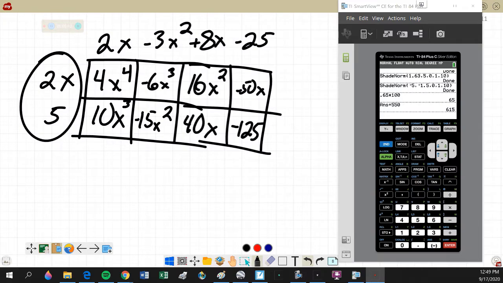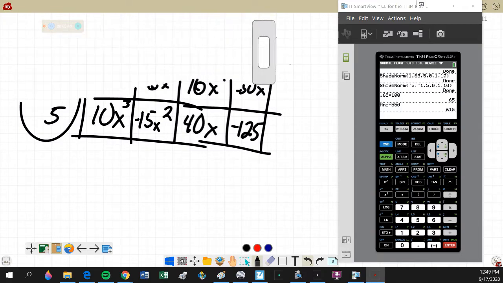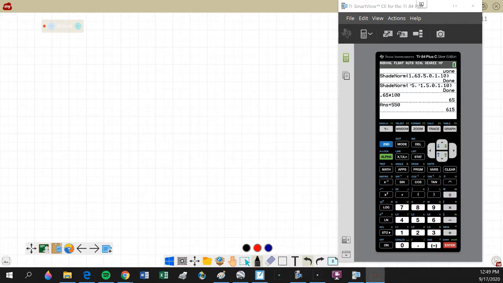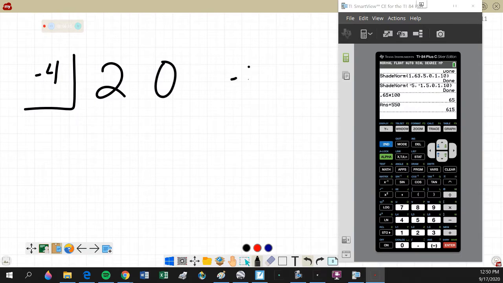Okay. On number 3, can I do synthetic division? Yes, because the root of the denominator is a whole number. It's an integer. So I put -4 in the box. What are my coefficients? 2, 0. There is no x squared term, so we have to put a placeholder where it would be, and then -4, and then 112.